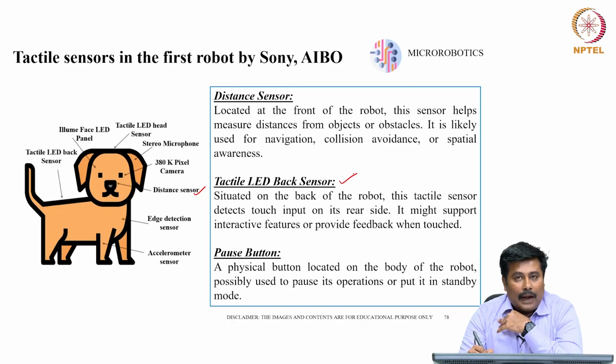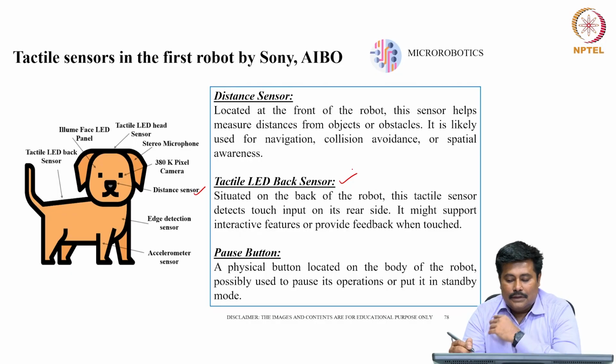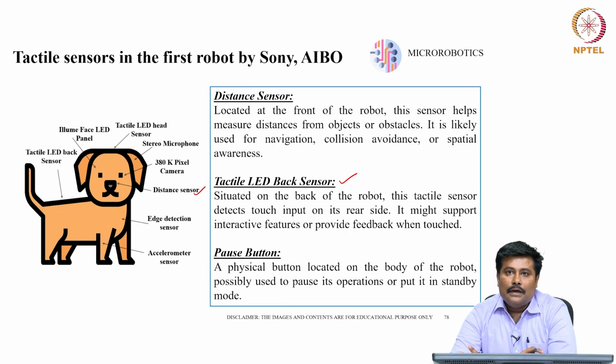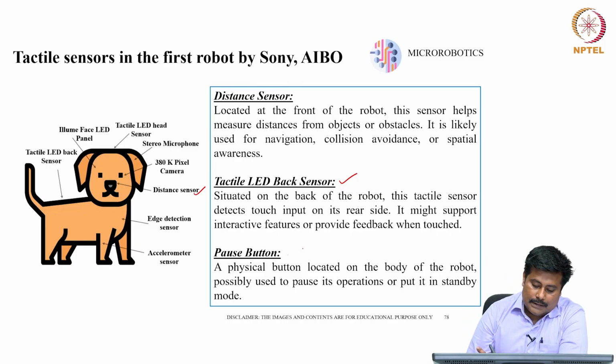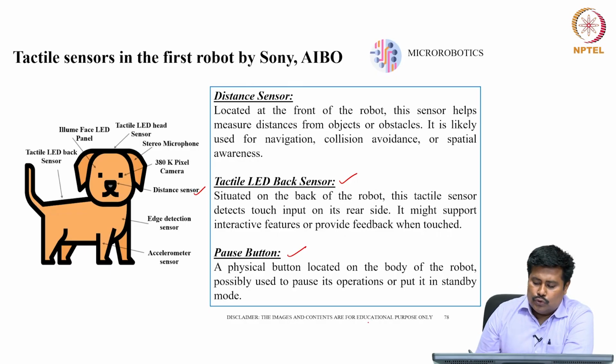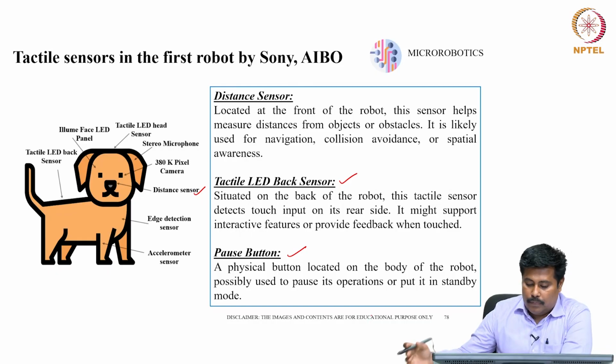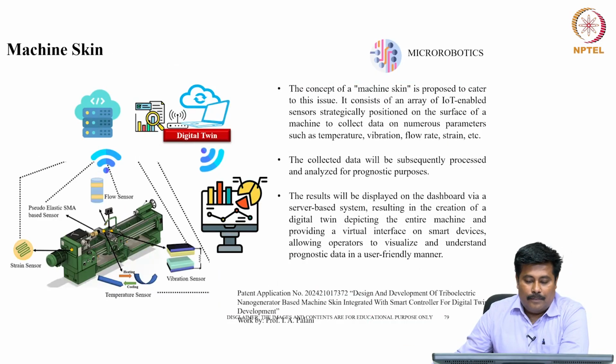And there is a tactile LED back sensor, which is situated on the back of the robot. This tactile sensor detects touch inputs on its rear side. It might support interactive features, or provide feedback when touched. And there is a pause button sensor, a physical button located on the body of the robot, possibly used to pause its operation or put it in a standby mode.